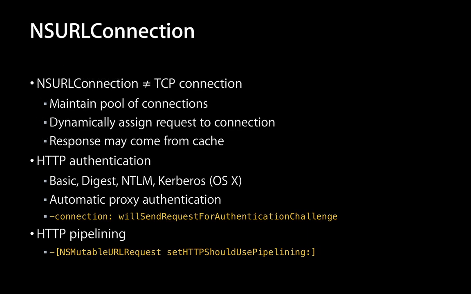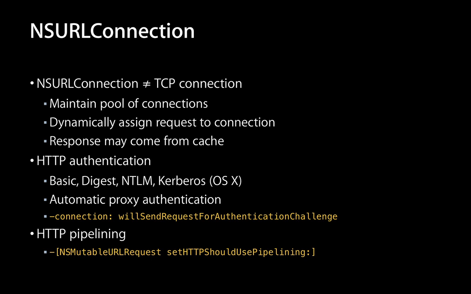When you're working with NSURLConnection, it's important to remember that an NSURLConnection does not necessarily correspond to a TCP connection. NSURLConnection supports persistent connections and pipelining. It means we're reusing a single TCP connection for multiple requests. NSURLConnection does this by maintaining a pool of connections. So when you put together a request, it'll actually go and dynamically allocate one of the existing connections, if there is one, or create a new one from scratch. In some cases, we may actually be giving you a response directly out of the cache, so there is no TCP connection involved in there whatsoever.